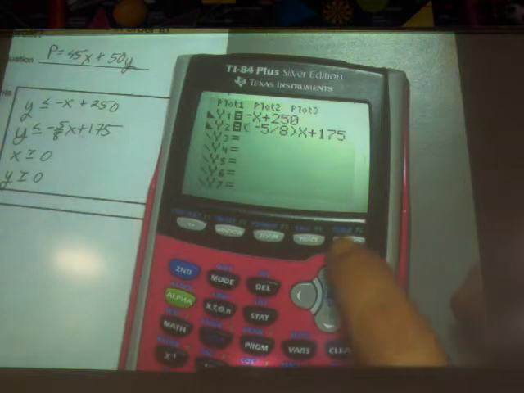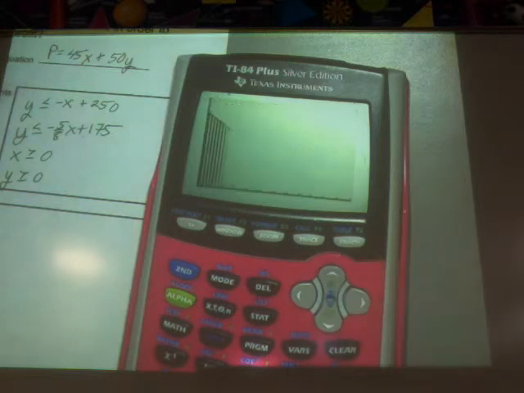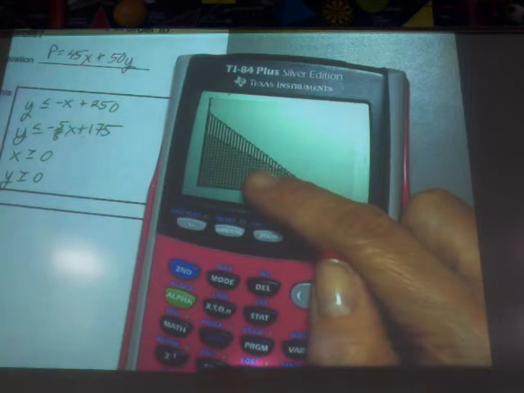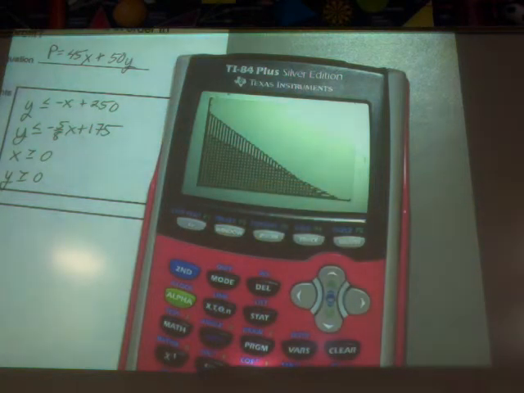Now hit your graph, and a fun thing occurs. Look at that. Isn't math wonderful? Where all the little squares are, that is the area in which we hold to our constraints. I can buy products in this area, and I will meet my $70,000 limit on inventory, and I will not exceed the 250 units. In other words, I don't want to buy more than 250 units because I'm not going to sell them.